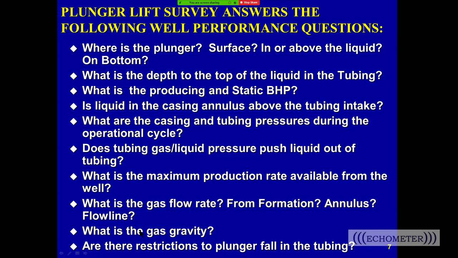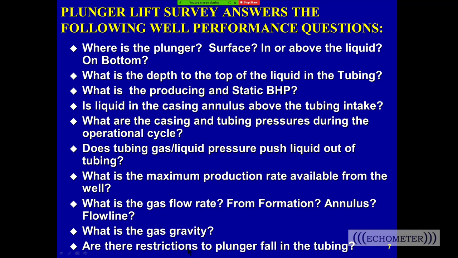The plunger, when it falls down the well, not only tells you where it is, what collar it just went by, it tells you the distance based on the average joint length of the tubing, and we time it so we know the velocity of the plunger. We also know the acoustic velocity, pressure, and temperature, so we can calculate the gas gravity of the gas in the well.